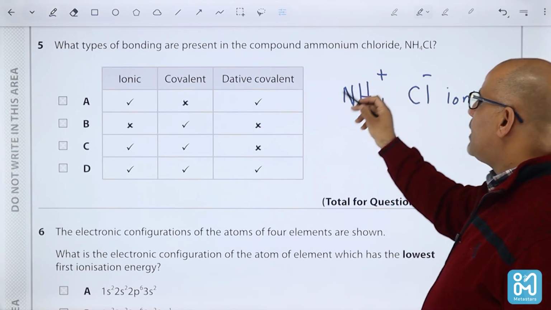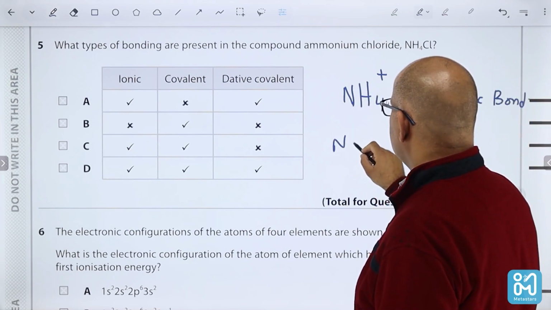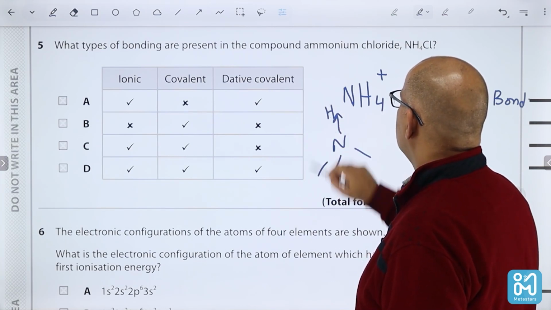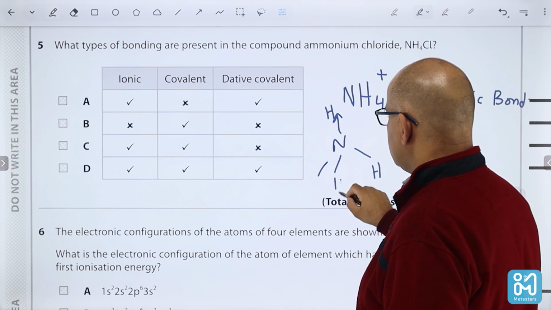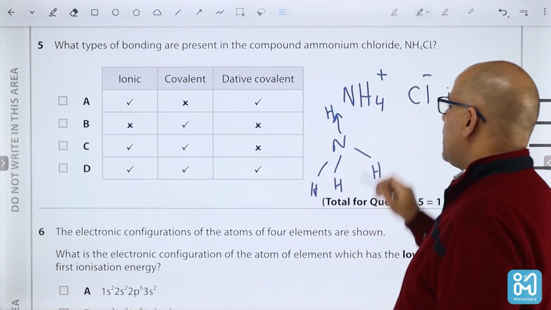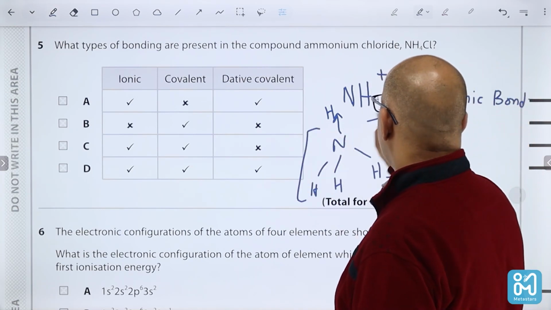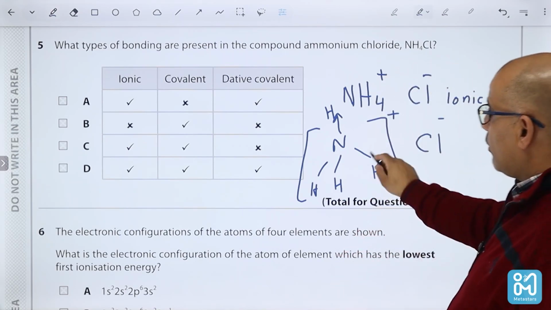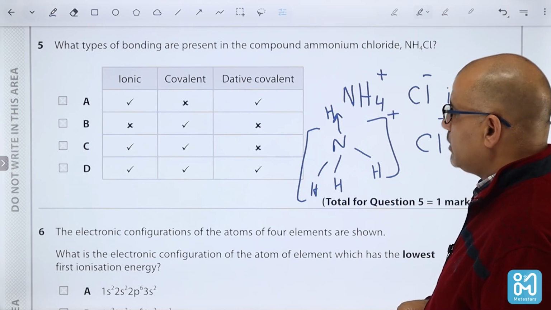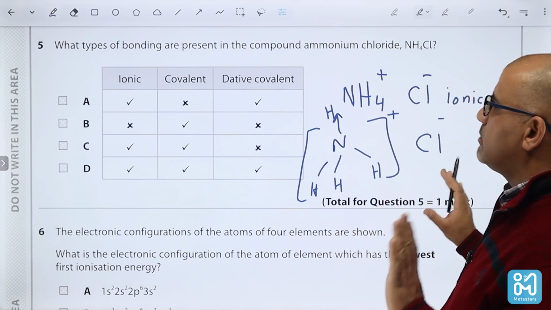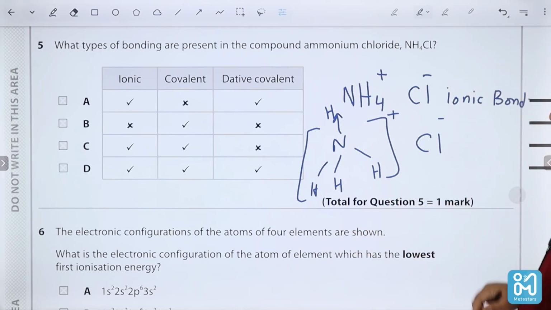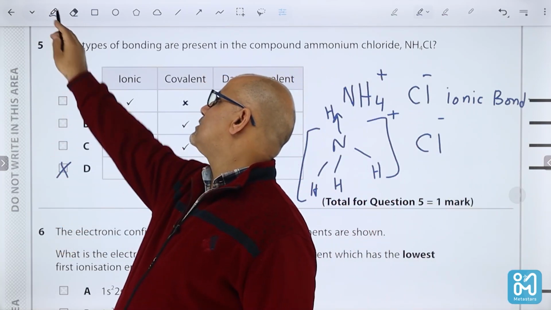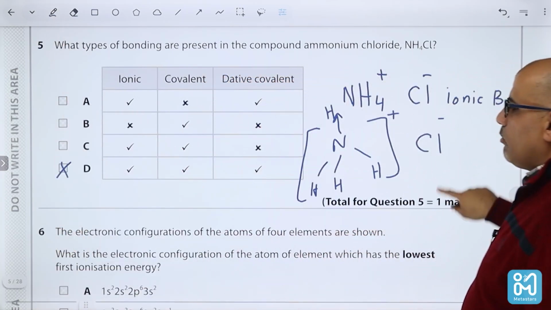Now for the covalent, we have NH4, so it is like that because we have a dative covalent bond between nitrogen and hydrogen in the ammonium ion. So the type of bonding is covalent and dative covalent bonds. So the 3 types of bonding exist in the molecule. So the correct answer is D.